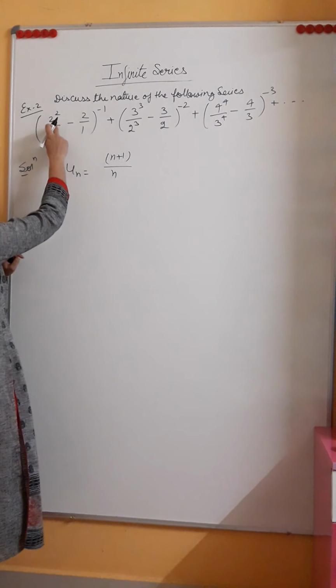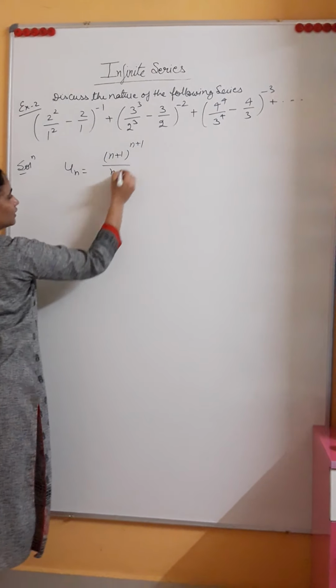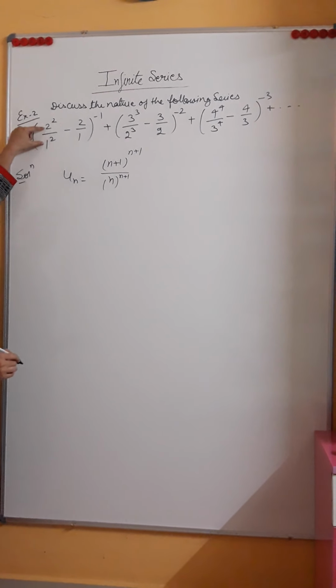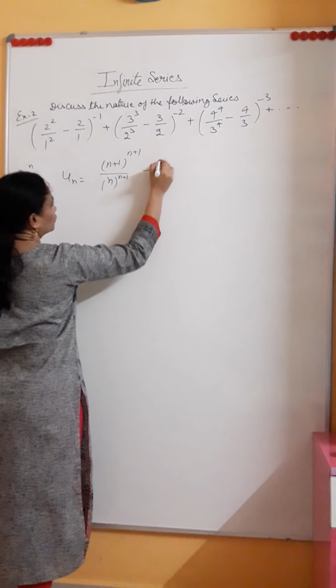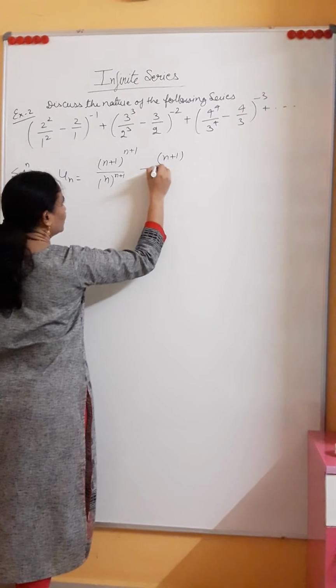Now what about the power? Power is n plus 1. So this power is n plus 1. Similarly, since powers are the same, this power also becomes n plus 1. So I have written the first value. Now whatever ratio is there, the same ratio has to be with subtraction. So this has to be n plus 1 divided by n.